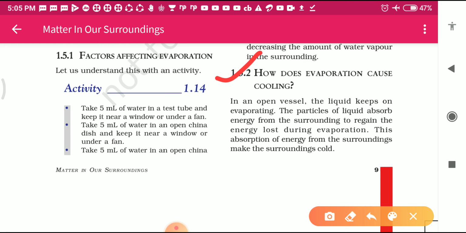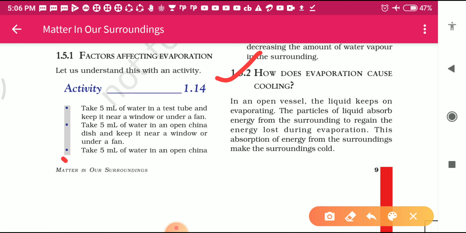Let's start now. In an open vessel, the liquid keeps on evaporating. The particles of liquid absorb energy from the surroundings to regain the energy lost during evaporation. This absorption of energy from the surroundings makes the surroundings cold.